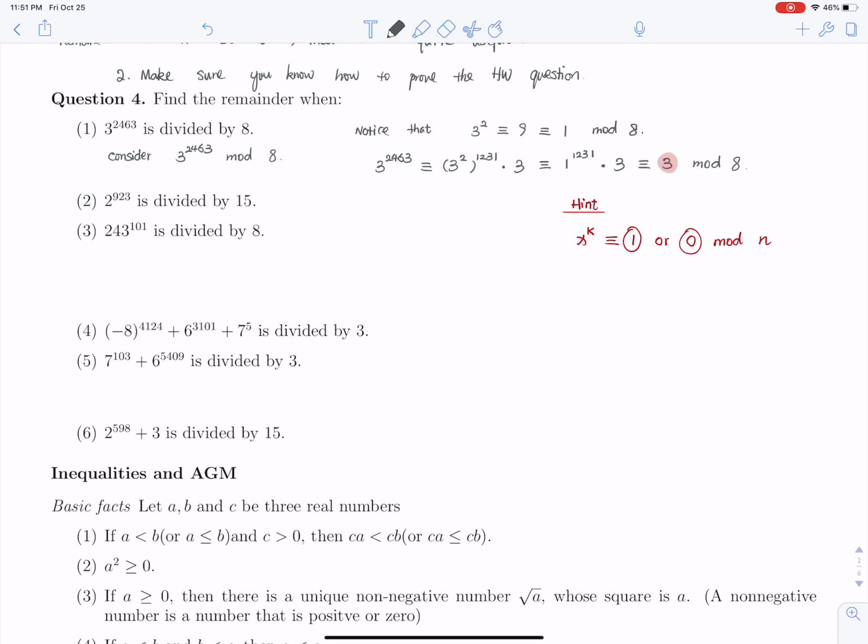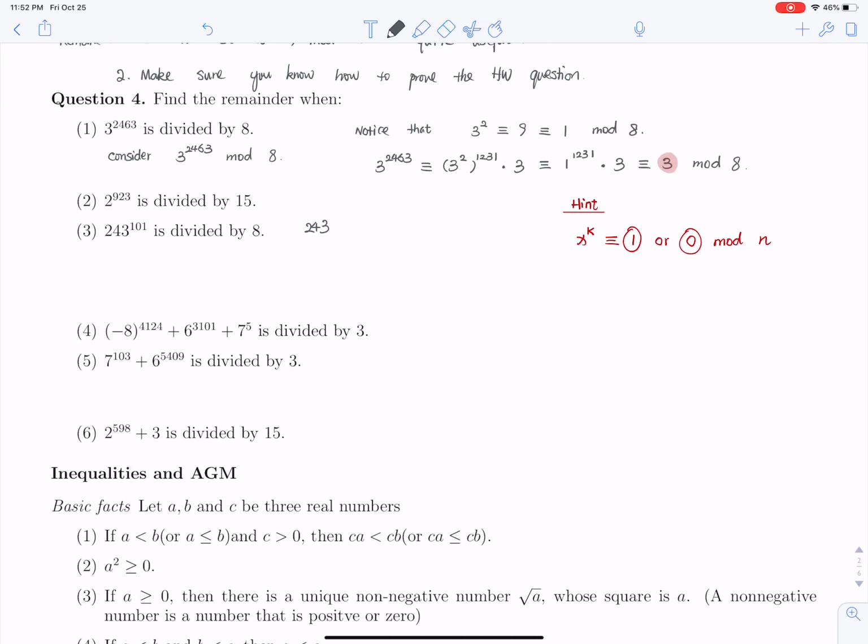I'll show you another example. Let's do number 3 together. 243 to the power of 101 is divided by 8. So we need to find the remainder. Well, this number seems really big, 243. So if I consider 243 to the power of 101, and I need to calculate this whole thing in mod 8, it seems a lot of computation. And we know that this is not a computation course, which means you might have gone in the wrong direction.